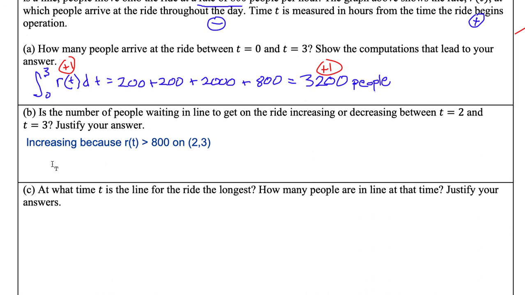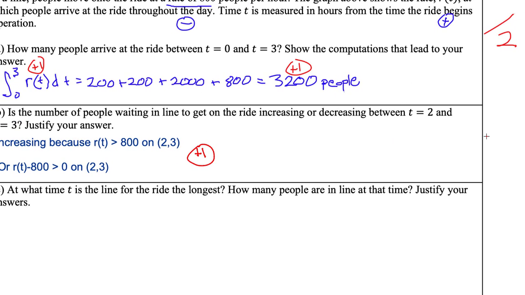So here's your other way. I can say, or, the other way of writing this, r of t minus 800 is greater than 0. And you don't really have to say on 2, 3 anymore, but it helps. They say it in the problem. Yeah, so either of those are a great way of explaining it. Plus 1 point just for the explanation with a good reason. That's just out of 1 point.